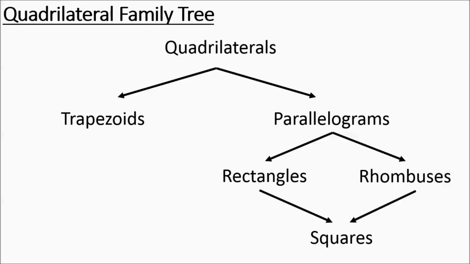So screenshot this, memorize this. This is a really good tree to have, because then when you start asking about, like, are all parallelograms squares? No. But are all squares parallelograms? Yes. If the name is underneath the other names, it's going to be part of those groups. So a rhombus isn't necessarily a square, but a square is always going to be a rhombus. That's when you have those kinds of questions.